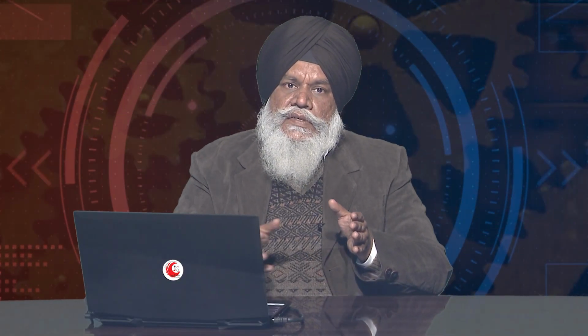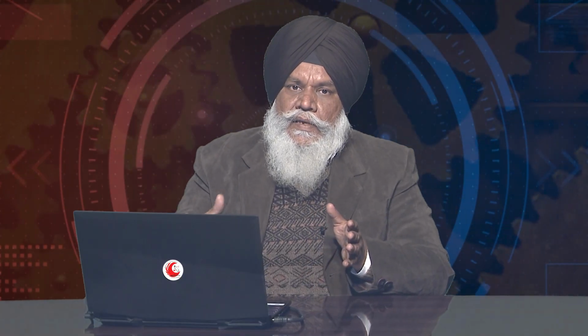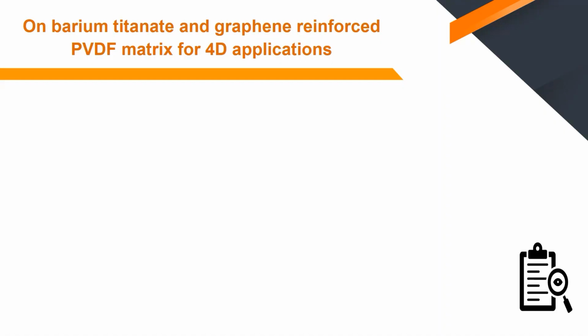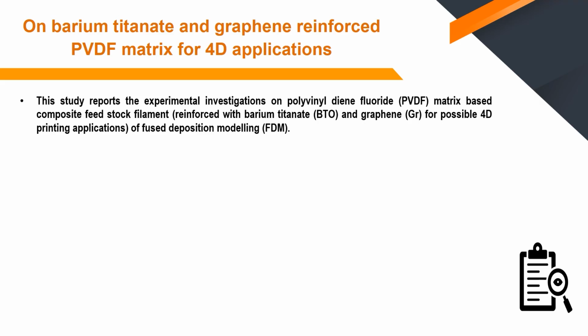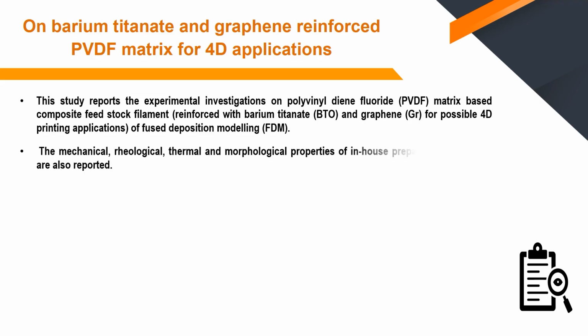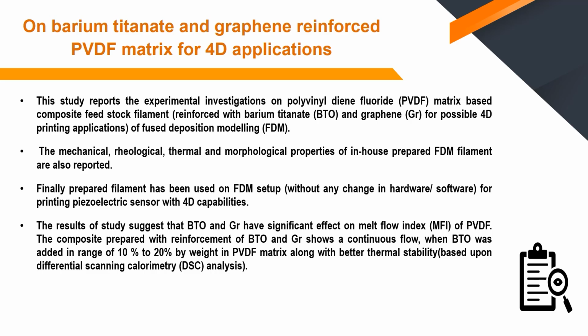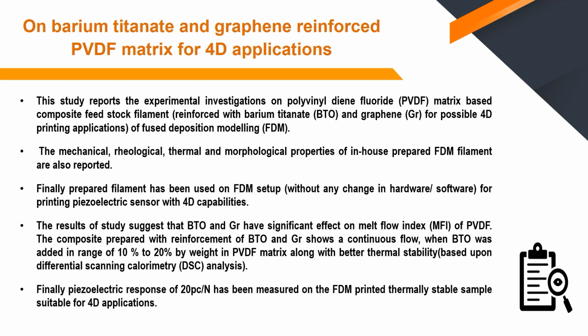So by applying a load, which is analogous to voltage in electrical systems, I can shift the material from alpha to beta and beta to alpha. What we came to know from the literature is that barium titanate as a reinforcement helped in increasing the beta phase in PVDF and in increasing the piezo behavior. And with the graphene reinforcement, we can enhance the conducting behavior. This has been done to get the 4D application.